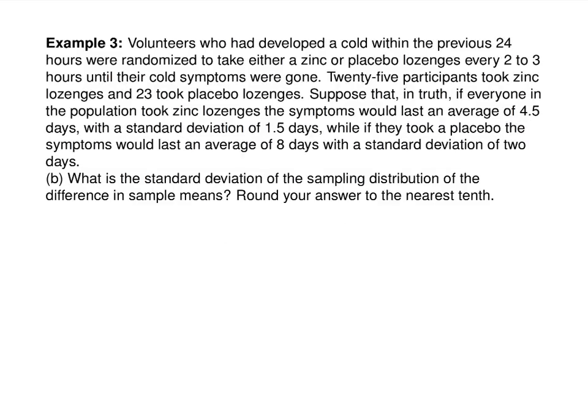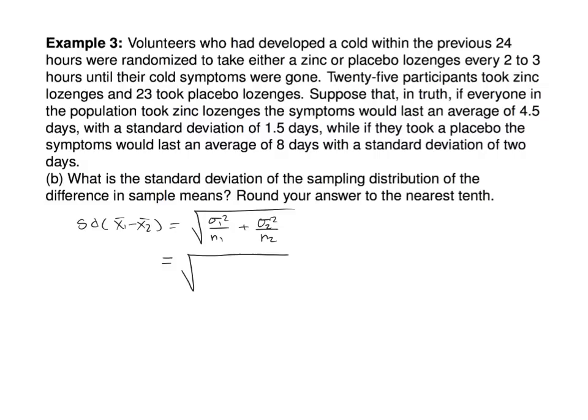What is the standard deviation of the sampling distribution of the difference in sample means? Well, the standard deviation of x1 bar minus x2 bar is equal to the square root of sigma 1 squared over n1 plus sigma 2 squared over n2. And sigma 1 is 1.5. So that's the population taking zinc, so that's divided by 25. And sigma 2 is 2, and that's over 23. So 2 squared over 23.